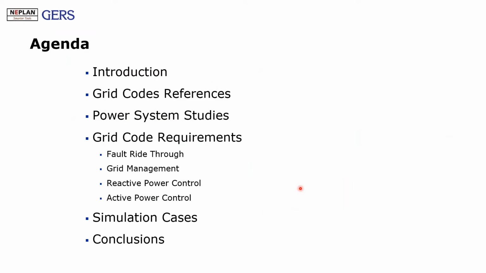The content of this presentation is split in 6 main topics. First of all, we are going to present a brief introduction. We are going to talk about grid code references, power system studies, grid code requirements like the fault ride-through, grid management, reactive power control, active power control, some simulation cases, and finally some conclusions.